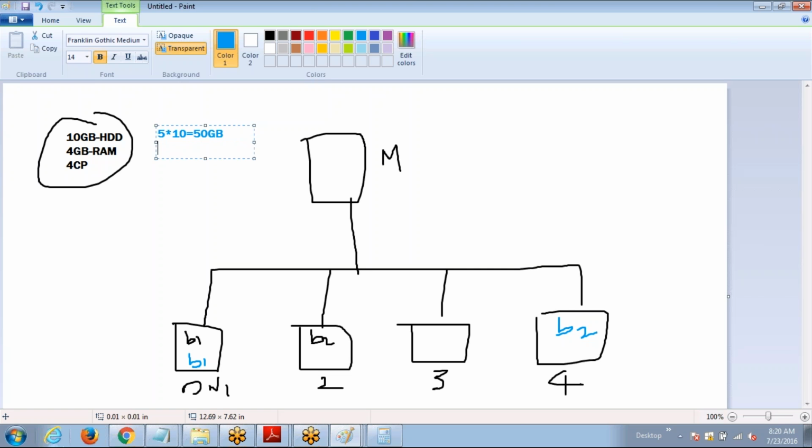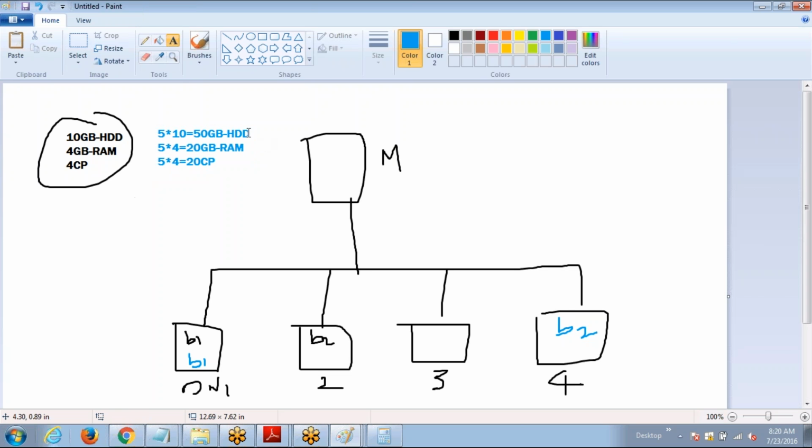5 into 4 GB RAM, so it's equal to how many GB? 20 GB RAM. This is RAM actually, and the earlier one is the HDD hard drive. And the same thing for core processors: how many processes can I run at a time? 5 into 4 equals 20 core processors. This is your entire Hadoop cluster capacity.